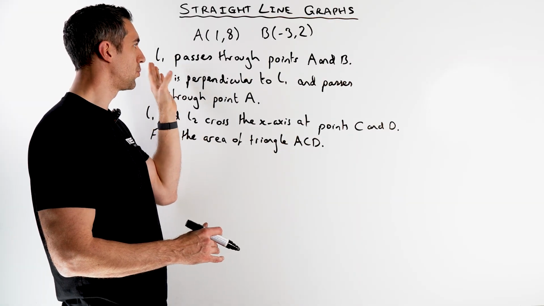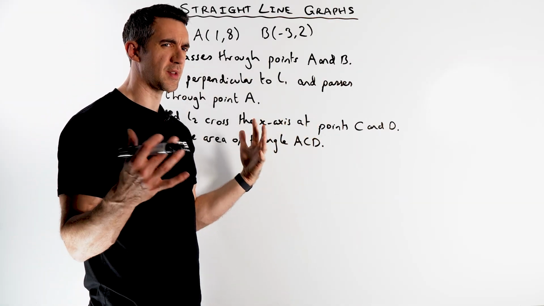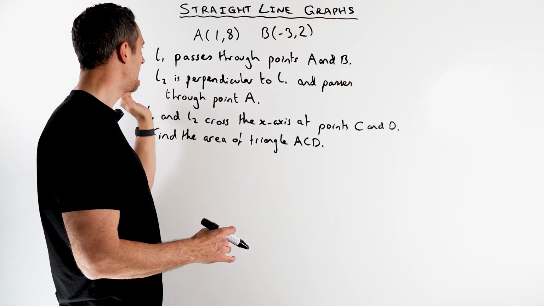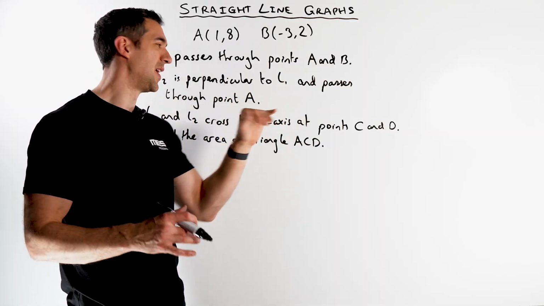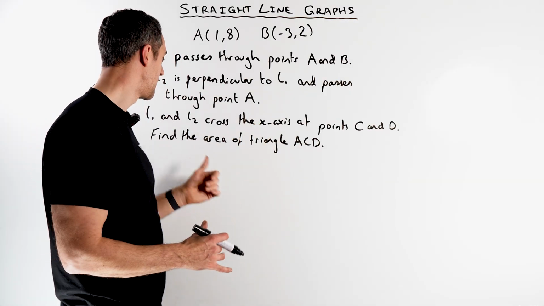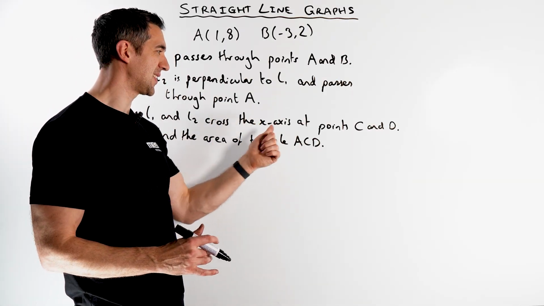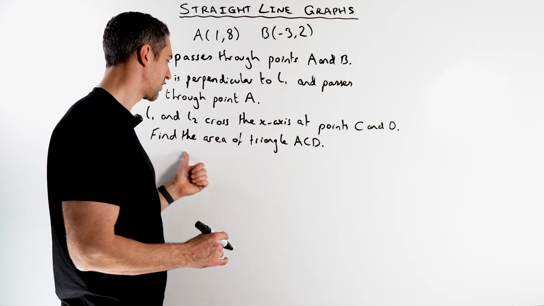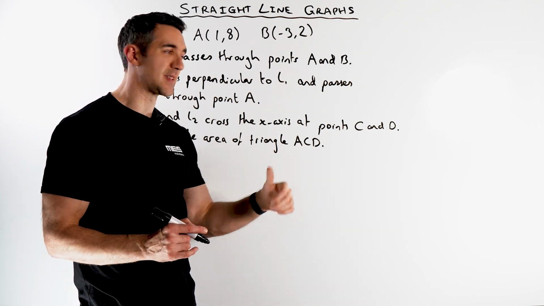We have a line L1 which passes through A and B, so we can already start thinking about stuff we might want to do with that. L2 is perpendicular to L1 and passes through the point A, so we already might have ideas about what we're going to do with that. L1 and L2 cross the x-axis at points C and D. We want to try and find the area of triangle ACD.